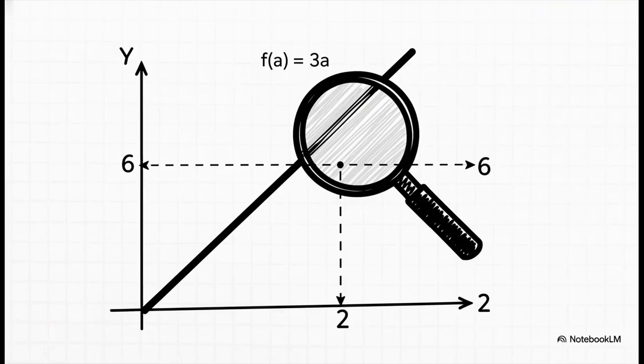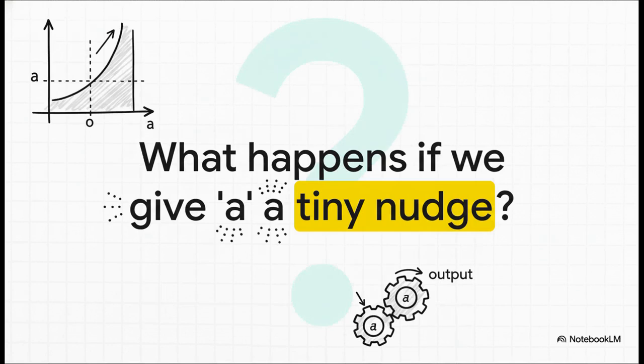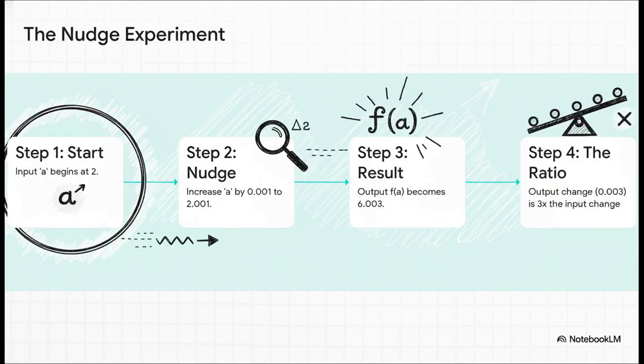So let's just plop ourselves down at some random spot on this line. We'll start where our input, the variable a, is equal to 2. Now, according to our function, the output, f(a), is just going to be 3 times 2, which is 6. Simple enough, right? Okay, here it is. This is the core of our little experiment. What happens to our output, that number 6, if we just nudge our input a up by a teeny tiny amount? Let's find out.